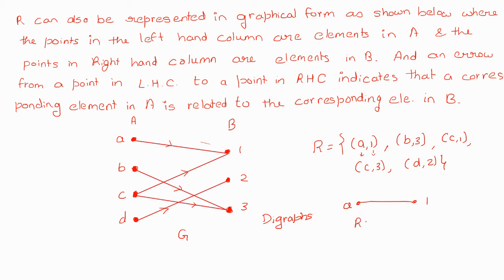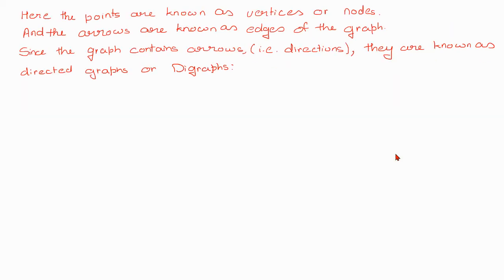That means we couldn't have found out whether the relation R contains (A, 1) or the relation R contains (1, A). That wouldn't have been clear, and such graphs in which no direction has been shown are called undirected graphs. Okay, that also we'll see ahead. So now what are these graphs?